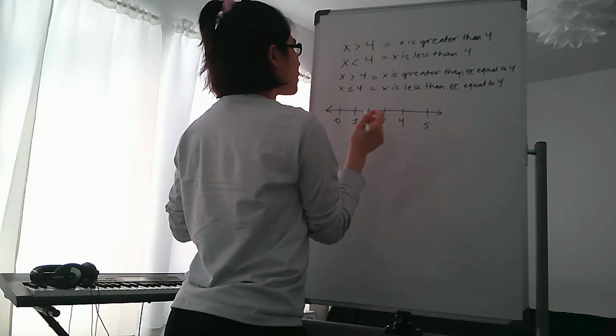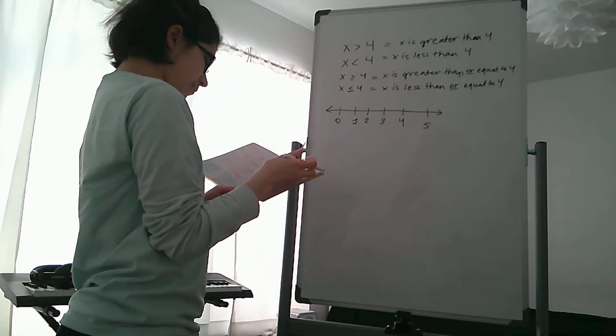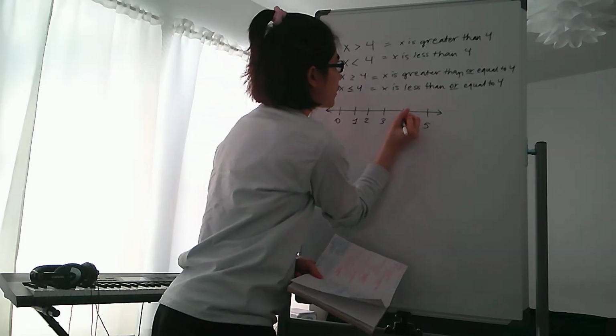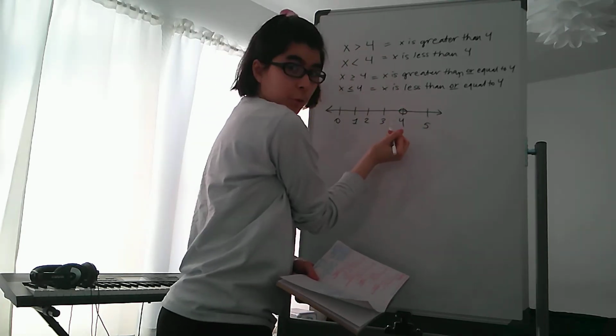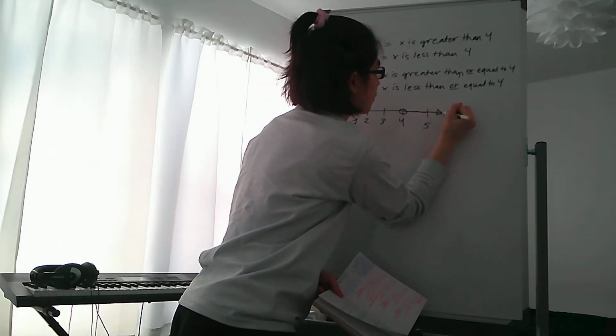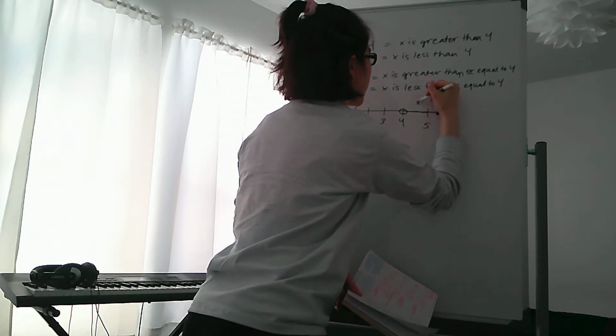Okay, so let's say we're starting with x. I'm just going to use the same number line. I think that should make it simple. Okay, so x is greater than 4. What you're going to do is draw a circle at 4, your point, and then draw an arrow pointing in that direction, right? This is x is greater than 4.